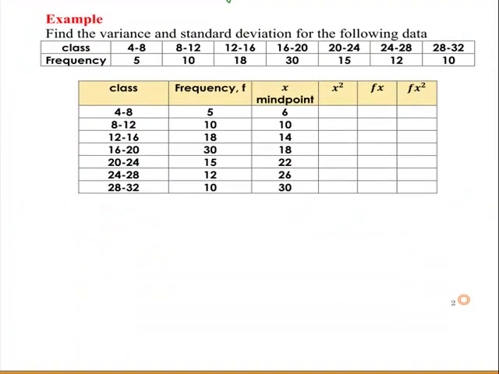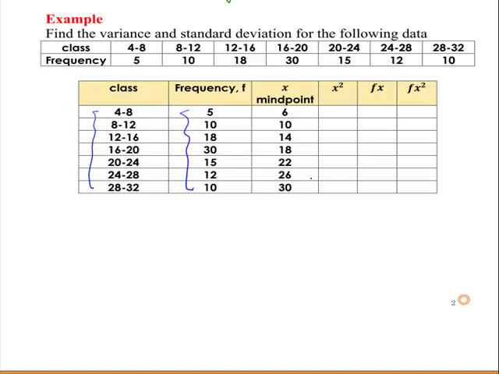Let's consider the following example. Find the variance and standard deviation for the following data. And how many classes do we have? Let's say 1, 2, 3, 4, 5, 6, 7 classes with their corresponding frequencies. To apply our formula for the variance and standard deviation, we have to create a table similar to the table shown here. You have to enter your classes and the corresponding frequencies, and then you have to find the x, and as I said, it's the midpoint.